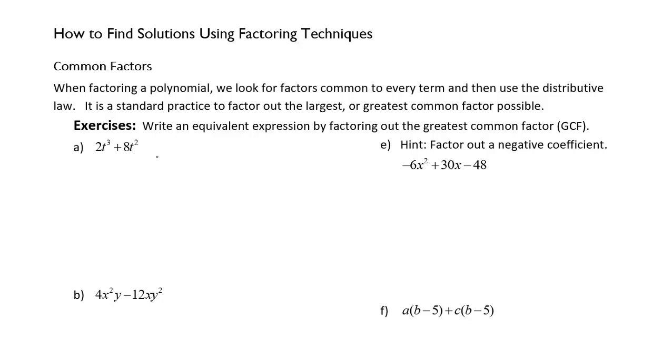We have 2t to the third plus 8t squared. That has a common factor of 2t squared. If I factor that out, I'm left with t and 4. Now notice that these are not equations, so we are not actually finding the zeros. This is just practicing the factoring portion.